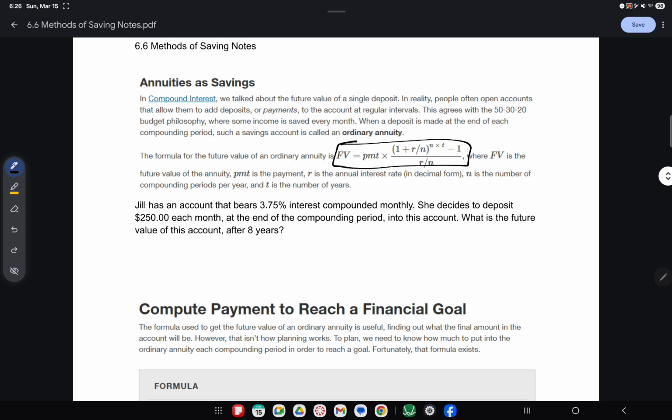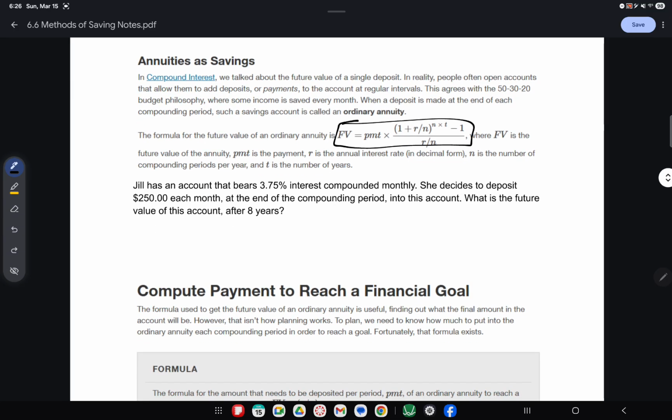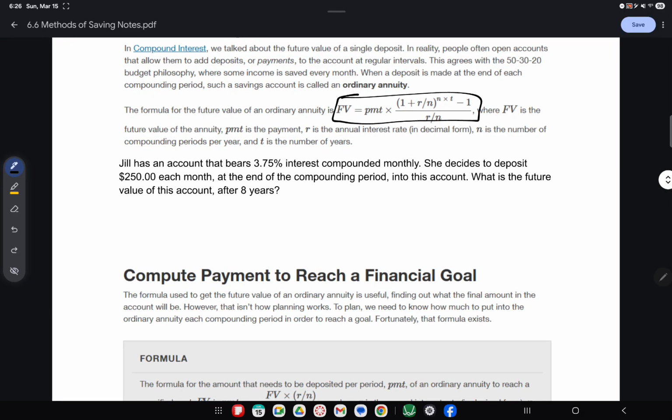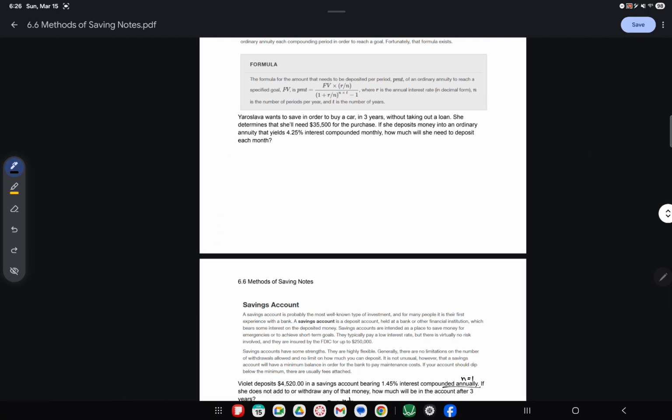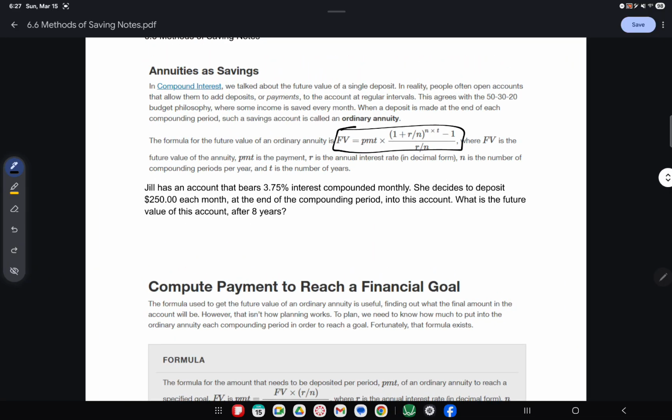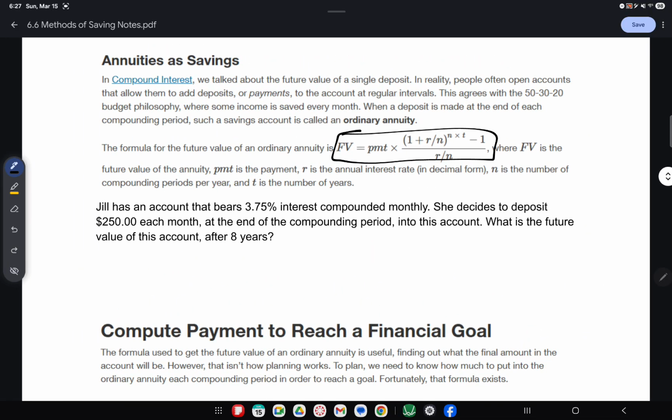All right? So let's use the formula one time just because. And then I can show you in Excel, I think it will do it for us. We're going to use the formula for these two things, and then I'll show you how to also do it in Excel. So Jill has an account that bears 3.75% interest compounded monthly. She decides to deposit $250 each month at the end of the compounding period into this account. What's the future value after 8 years?